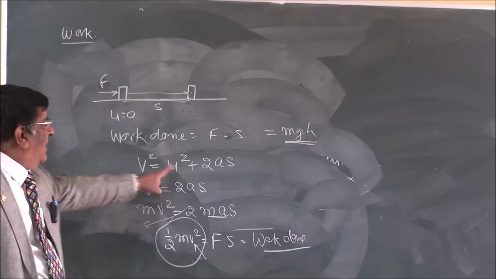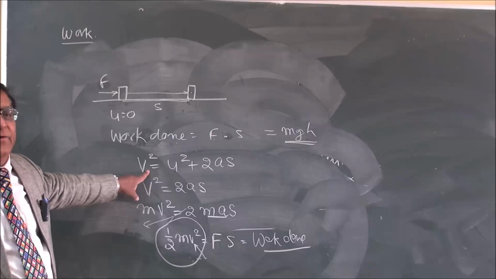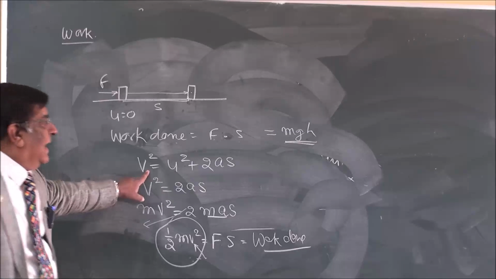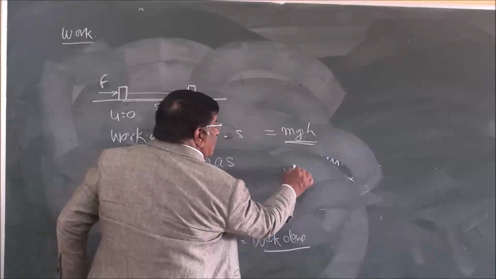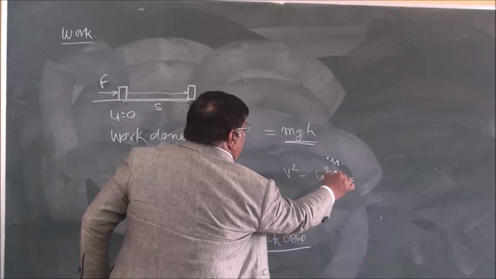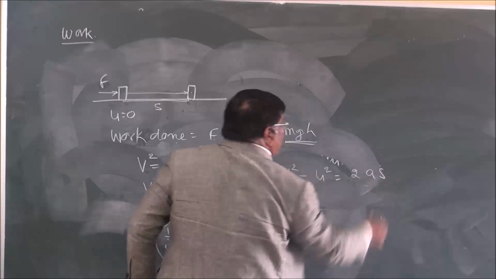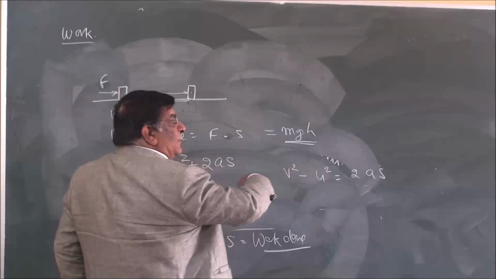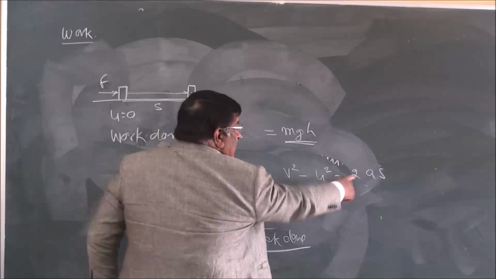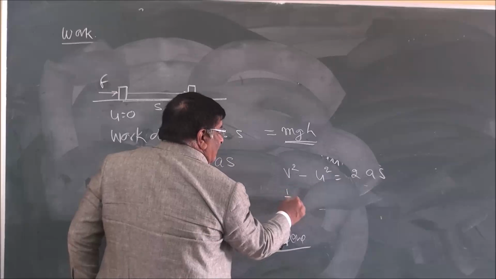This is a proof for that. In case we have this here, what will this be? V square minus U square. And that will be what? V square minus U square is equal to 2AS. If I multiply this with M, and divide with this 2 here, what will this become?